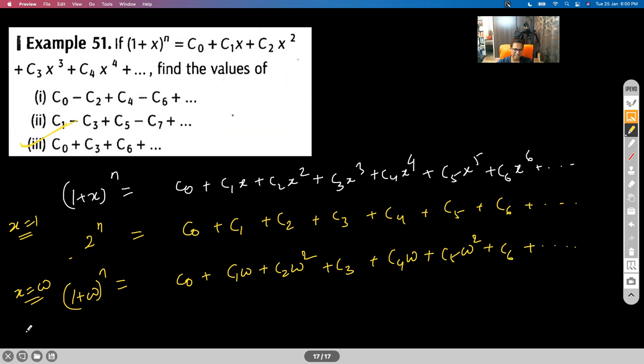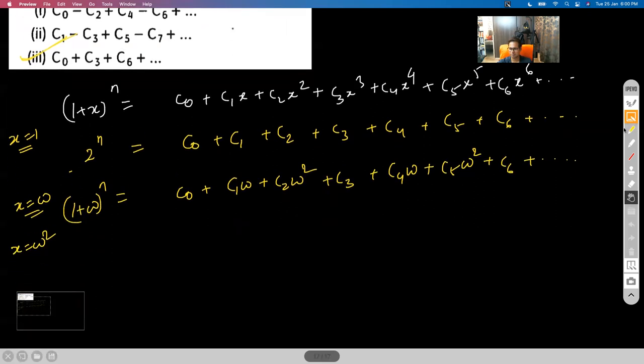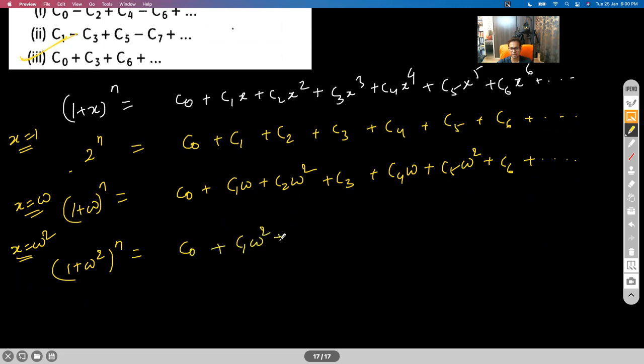Then put x as omega square. So when you make this substitution, you end up getting C0, C1 omega square, C2 omega 4. C2 omega 4 is C2 omega again, because omega to the power 4 is omega. Then C3 omega to the power 6, which is back to C3. This is C4 omega to the power of 8. So omega to the power of 8 is omega square. C5 omega to the power of 10, which is omega only. C6 omega to the power 12, which is C6 only.